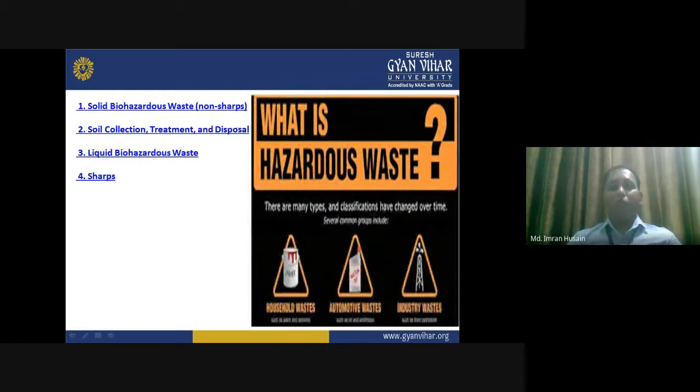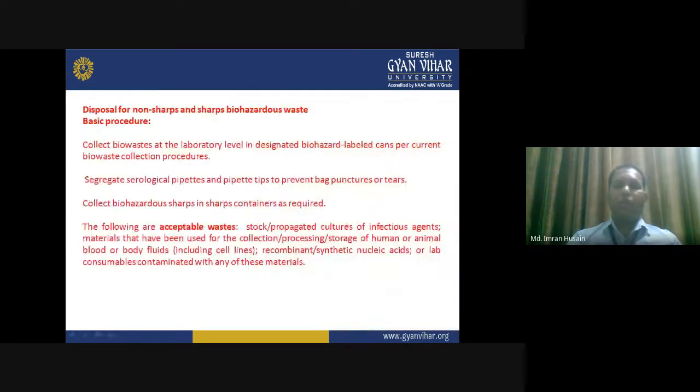So the types include solid biohazardous waste that mainly contains non-sharps, soil collection, treatment and disposal, liquid biohazard waste, and sharps bottles. When you ask what is a hazardous waste, there are many types of classification and they have changed over time. But you can say that anything that is poisonous in nature is a hazardous waste.